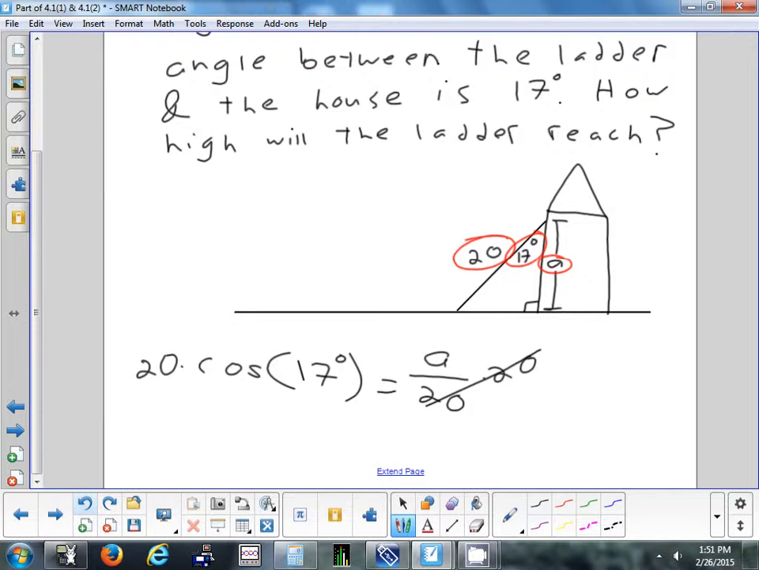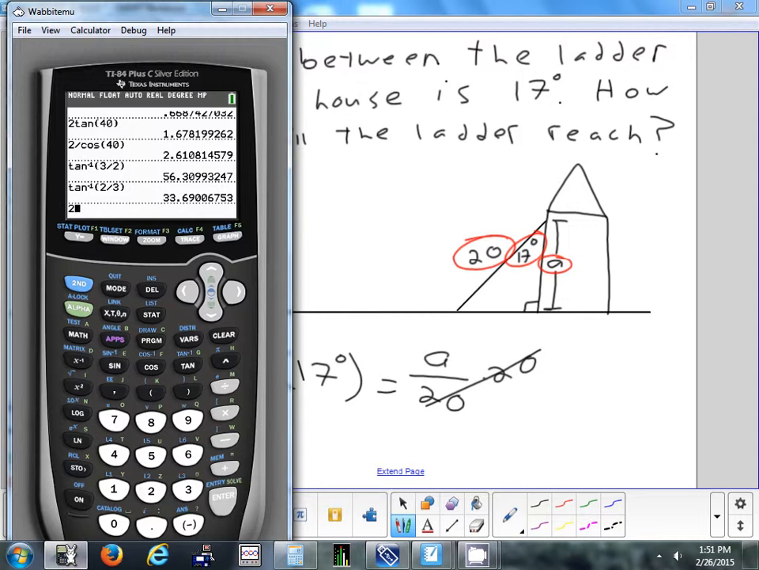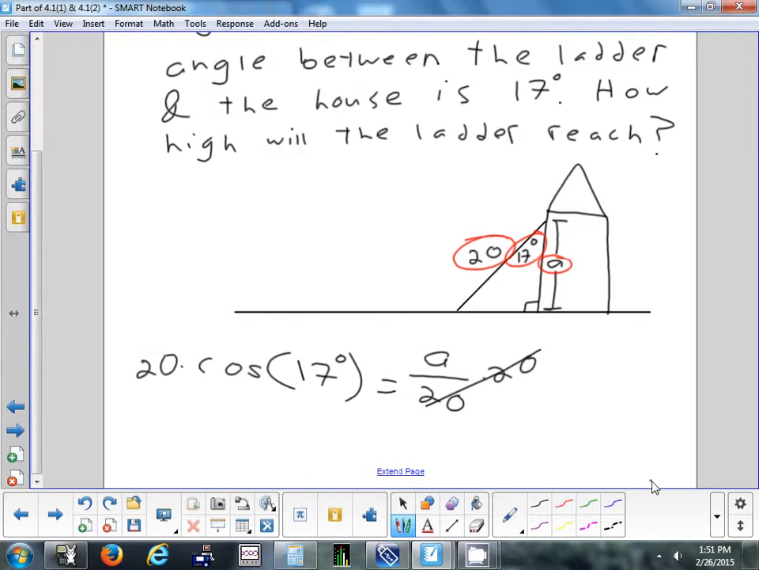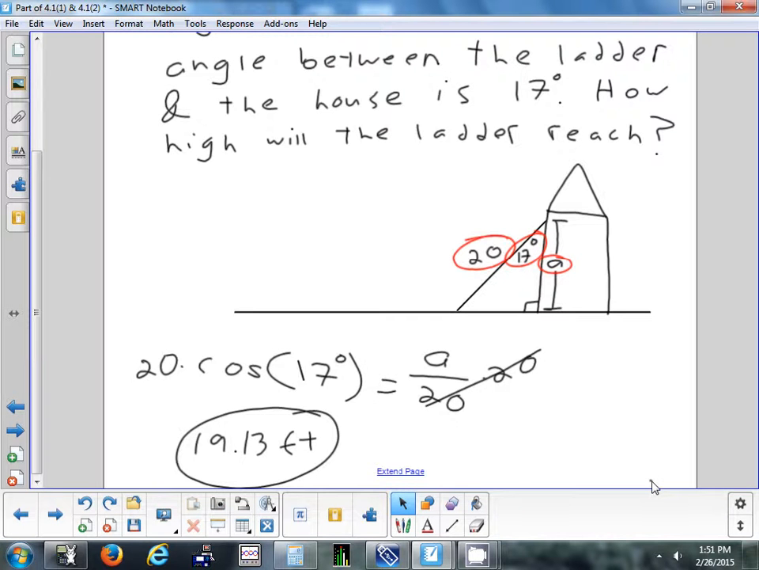What do we know though? The ladder is 20 feet long. My answer has to be smaller than 20. The ladder is at an angle, so it can't reach higher than 20. So let's see what we got. The ladder will reach about 19.13 feet. And that's how high up the ladder will reach.